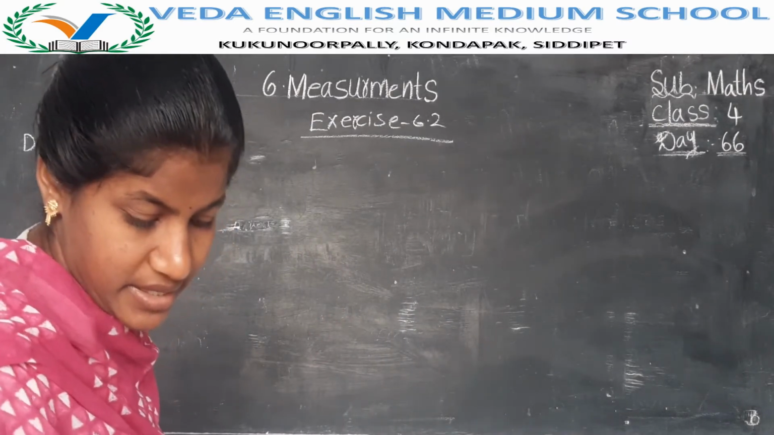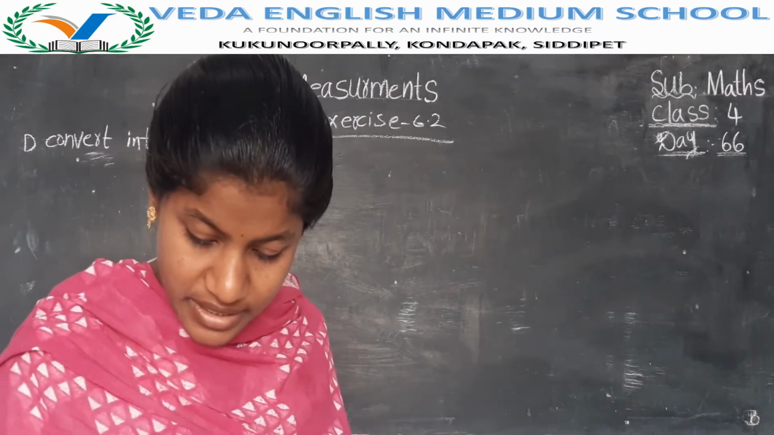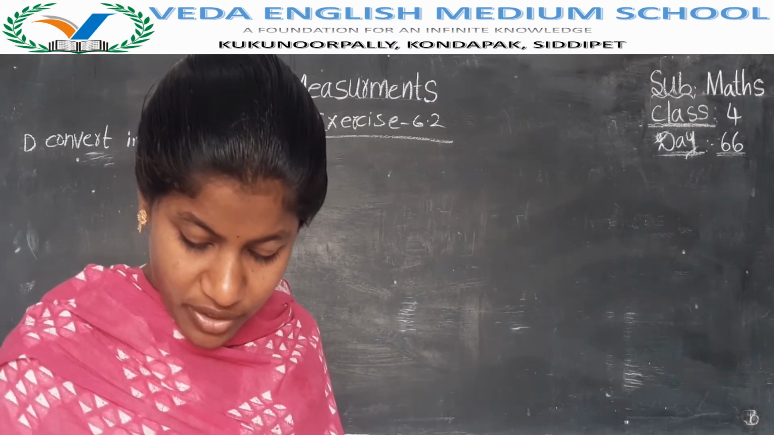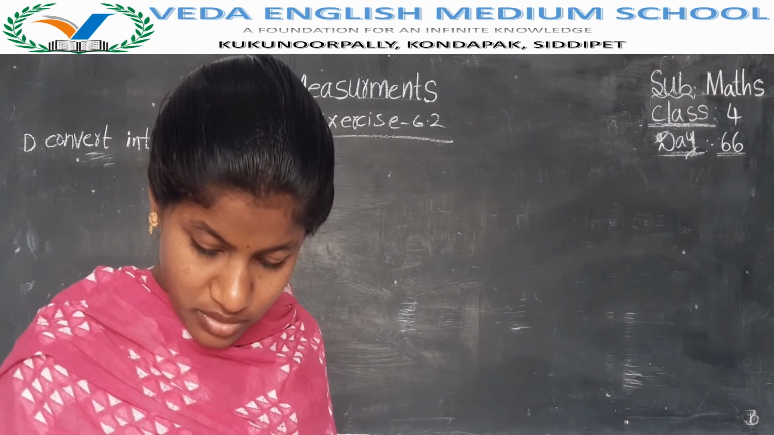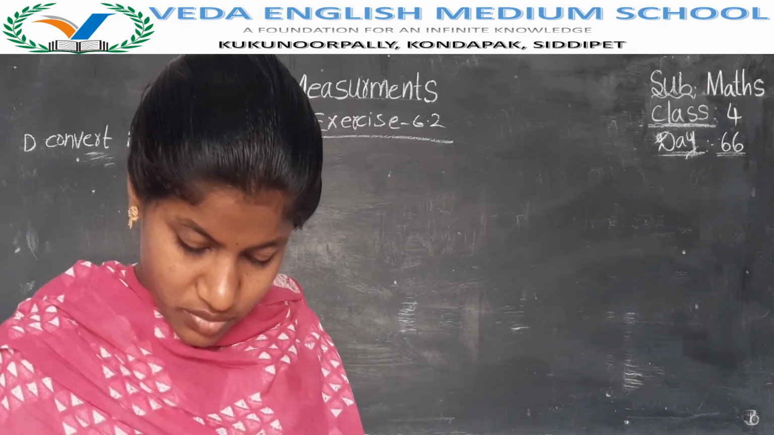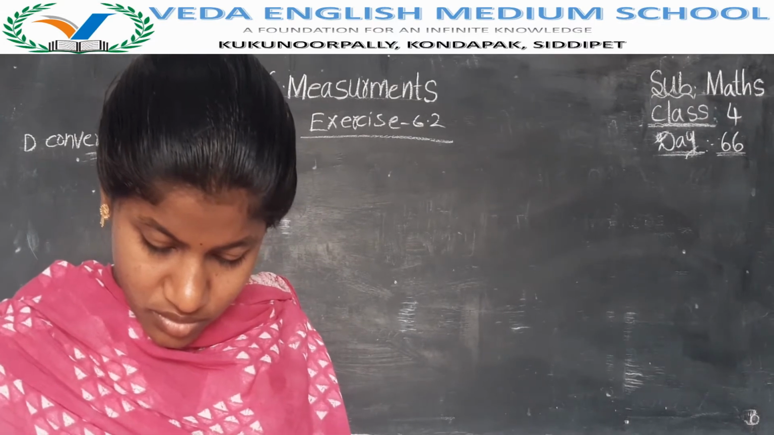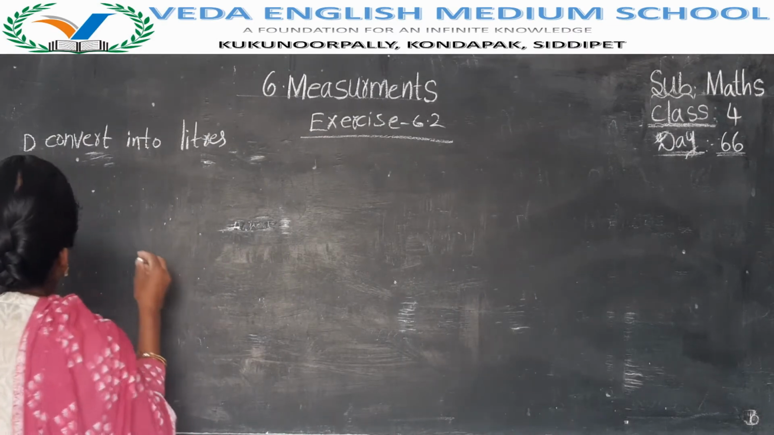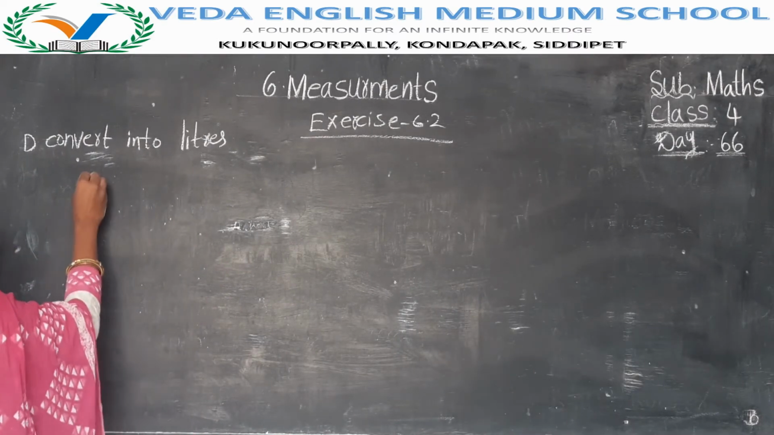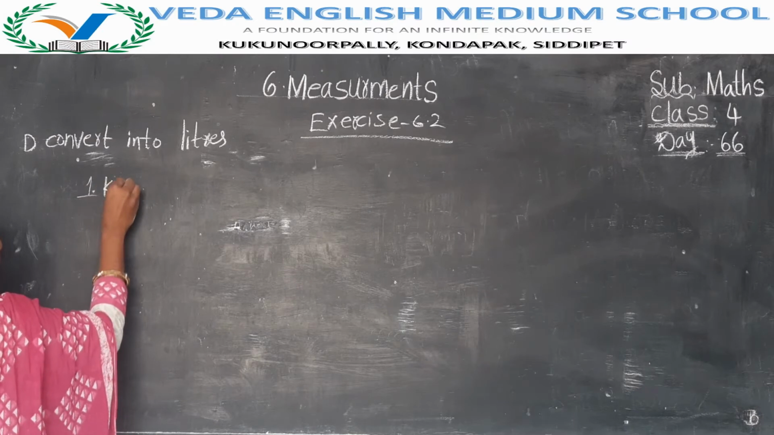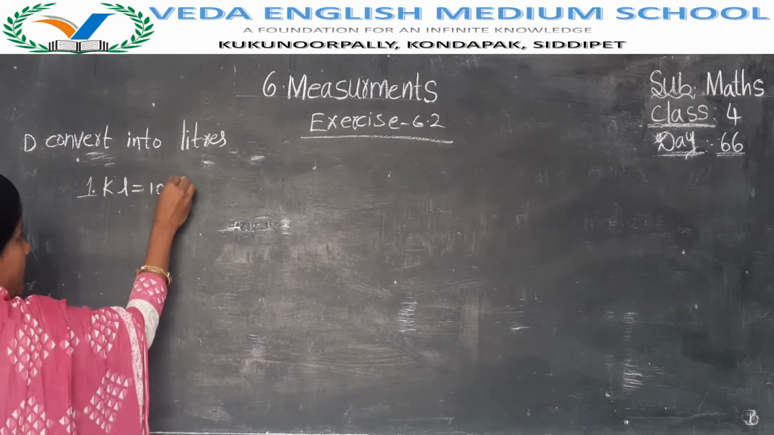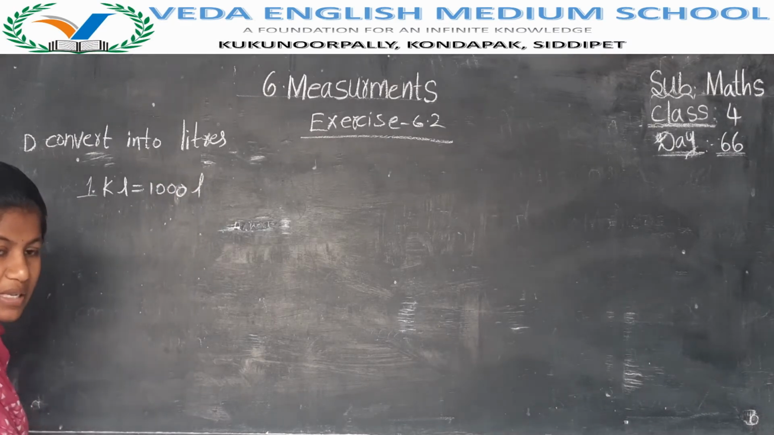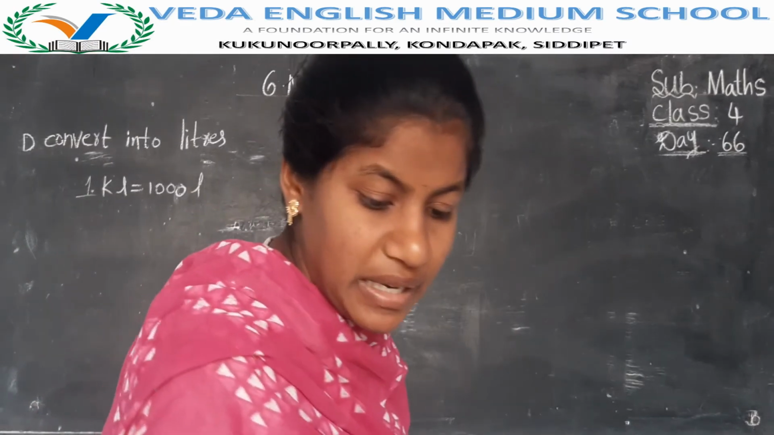First one, 36 kiloliters. To convert 36 kiloliters into liters, what we have to do? Here you have to say 1 kiloliter is equal to 1000 liters. First you have to remember this. Greater quantity to smaller quantity, we have to multiply. So here also we have to go for multiplication.